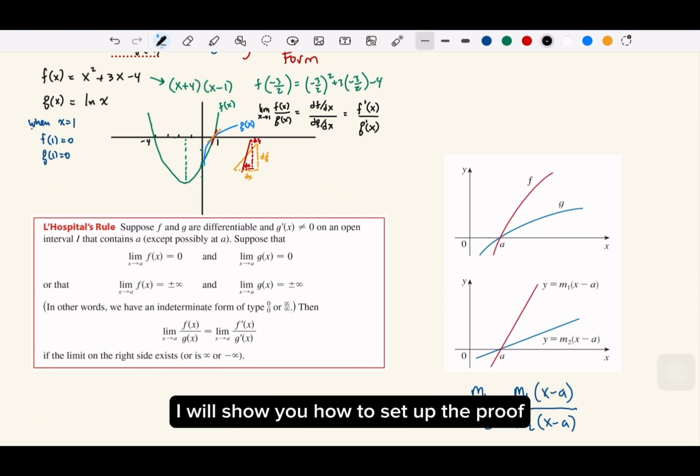Now after this, I will show you how to set up the proof. Actually, not really a proof, but intuitively maybe it is a proof.